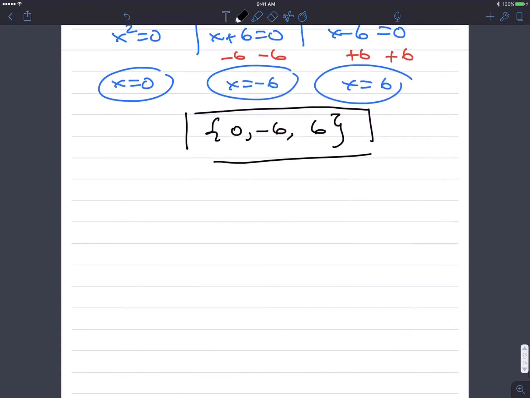So let's see how this next problem is different here. You got x cubed plus 5x squared plus 6x equals 0. So is this higher order? Absolutely. Highest power is 3. Higher order. So here's the deal. What's your GCF? x. Good.